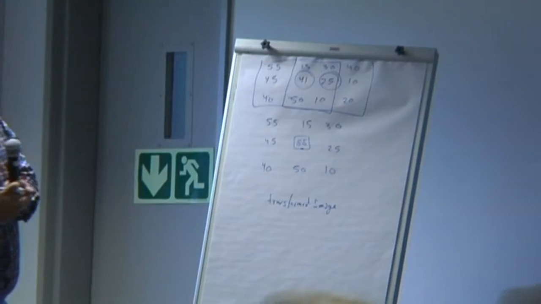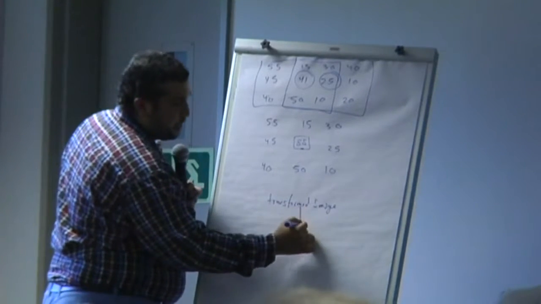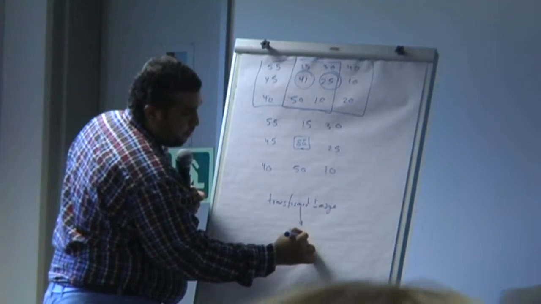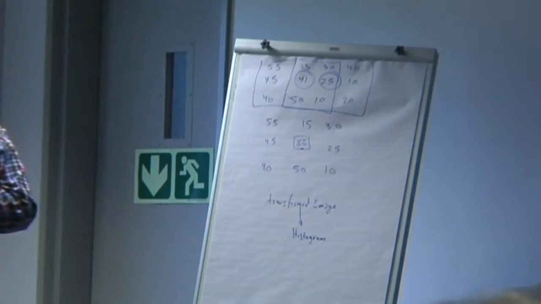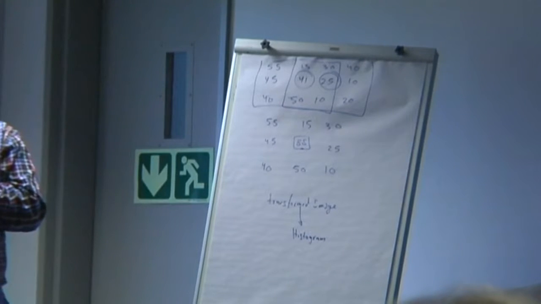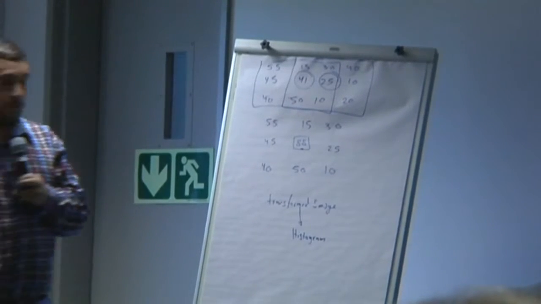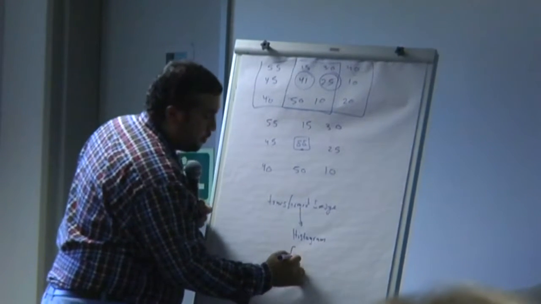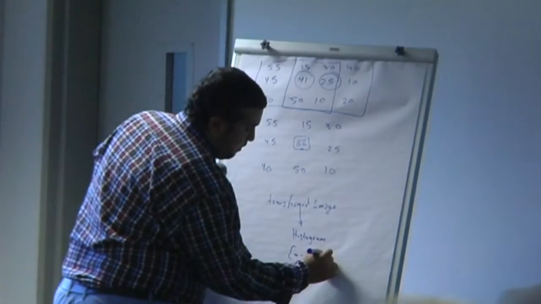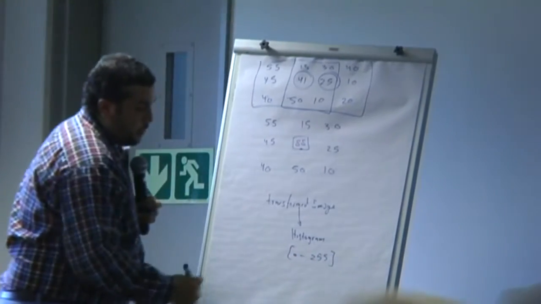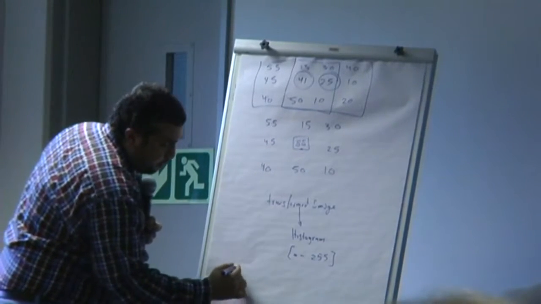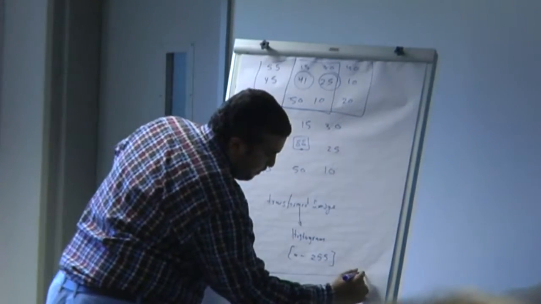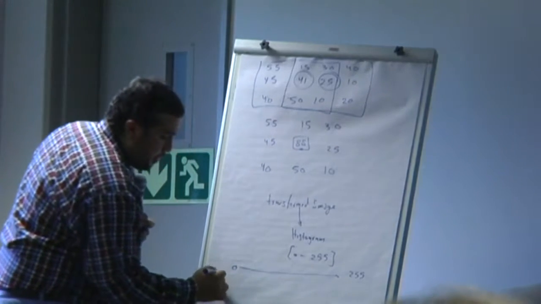And in the transformed image, we extract the histogram. And since in any image the maximum gray level is 255, the histogram should be from 0 to 255. So it will generate a vector for this image, just one vector, starting from 0 to 255, which will represent our image.